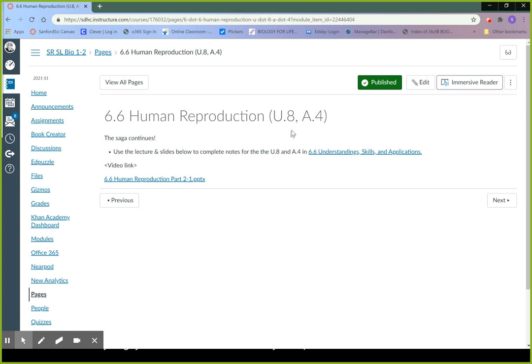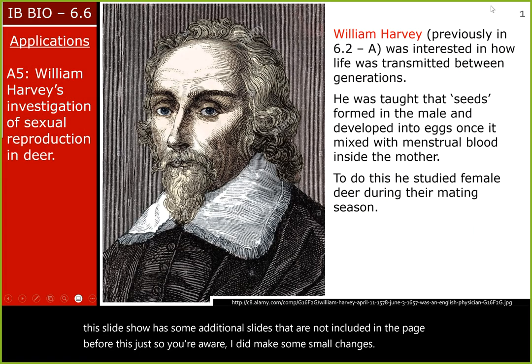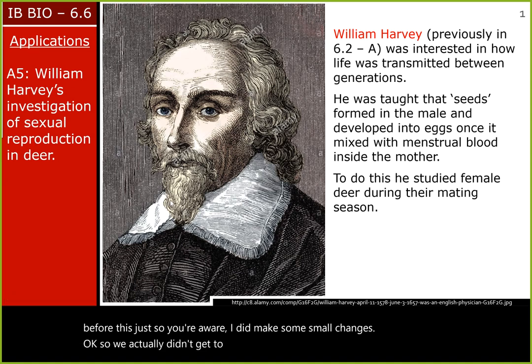All right, so we're going to finish up understanding number 8 and application number 4, and the video link, once it's done, will be right here. And here is the slideshow. This slideshow has some additional slides that are not included in the page before this, just so you're aware. I did make some small changes.